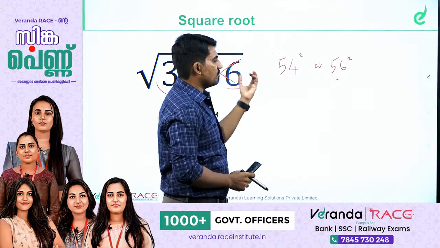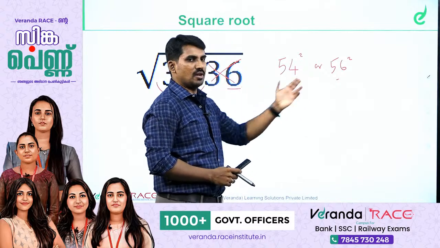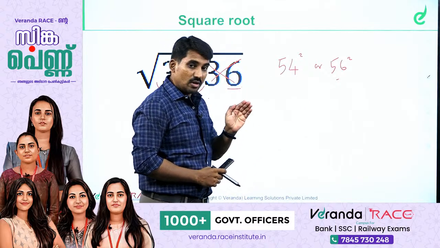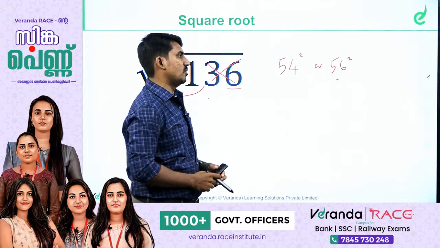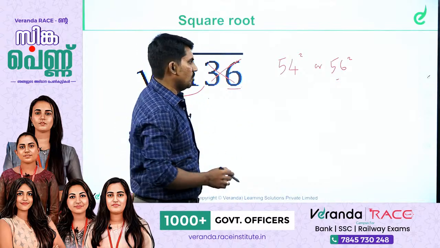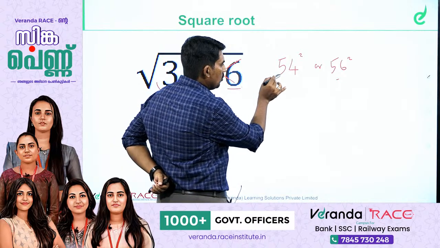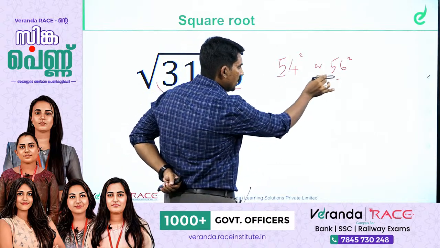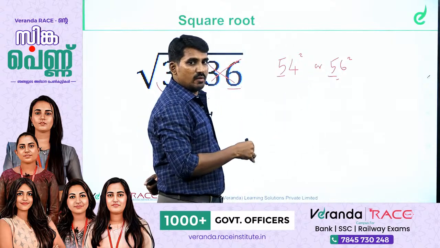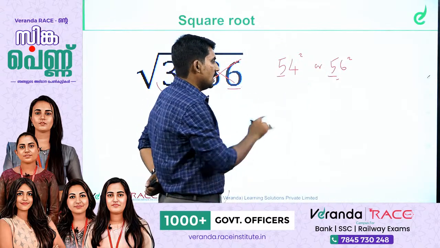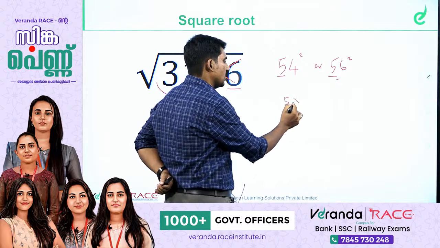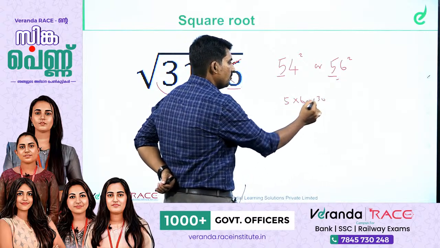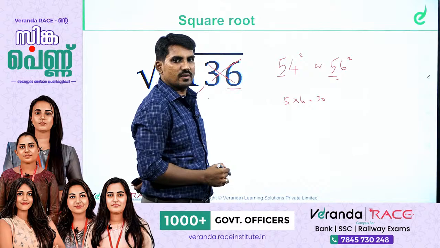The square root of 3136 is either 54 or 56. But we have to confirm the right answer. For that, listen: we have taken the perfect square 25, so we have taken the number 5. That 5 into the next number, what is the value? Check. 5 into 6, what is the value?